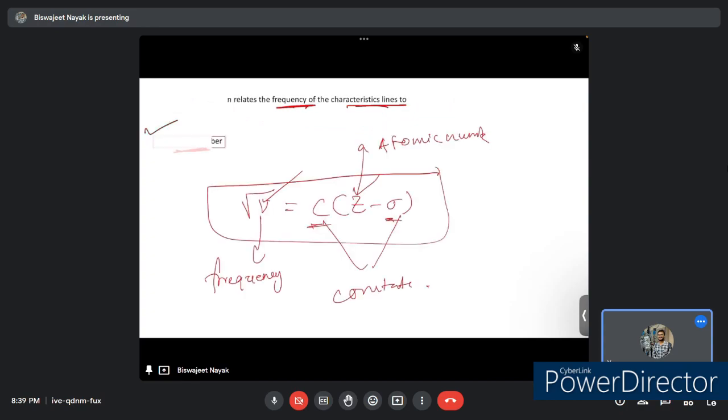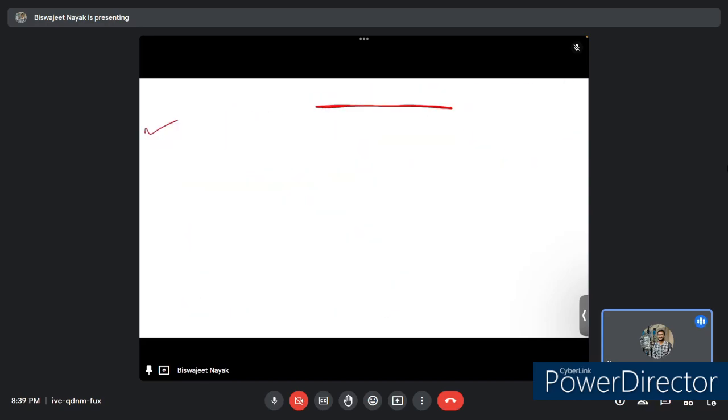What is the nature of relation between intensity of continuous spectrum and tube current? As we have seen, the intensity of continuous spectrum is given as AIZ. So here I was the tube current and it has a direct proportionality.